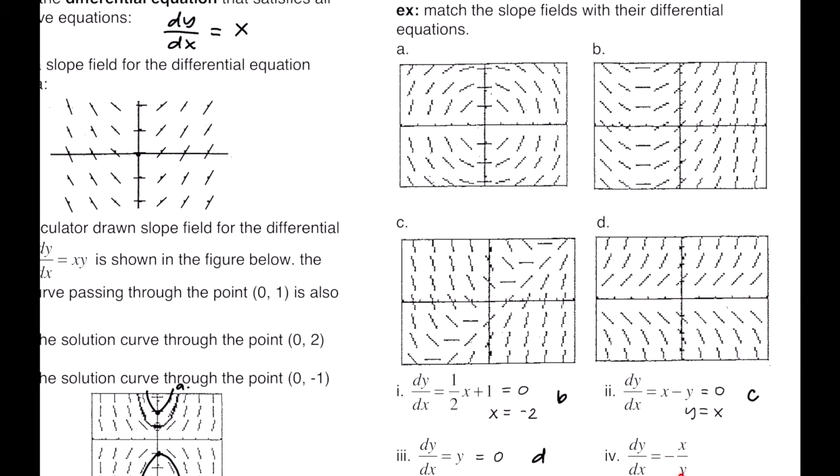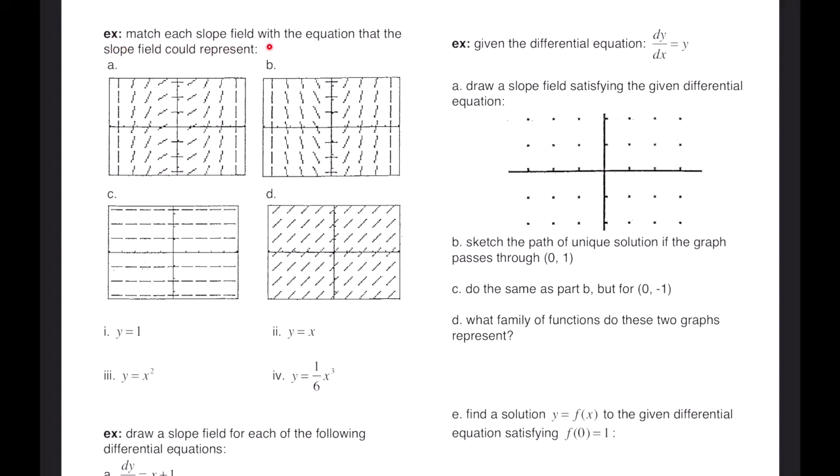And then finally, we're going to take this, set it equal to 0, and if we multiply both sides of this equation by -y, you're going to get x equals 0. And if we look at graph A, you can see along the line x equals 0, we have our horizontal line segments. This example says match each slope field with the equation that the slope field could represent.